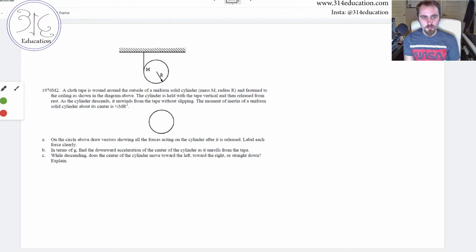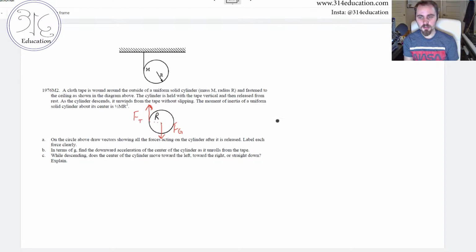So on the circle, we want to start by drawing all of our forces. And this one's going to be quite easy. There's only two. We have a gravity force pulling us straight down, we'll call that Fg. And then we have a tension force, the tension in the tape, pulling us upwards, and that's applying on the left side here. So this is being applied at a radius, while our Fg is not. Now we want to find, in terms of g, the downwards acceleration of the center of mass as it travels down.